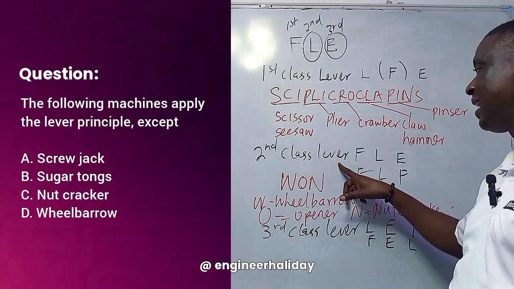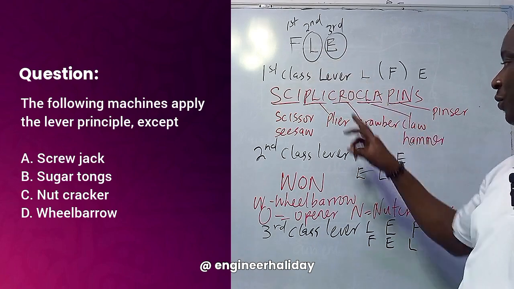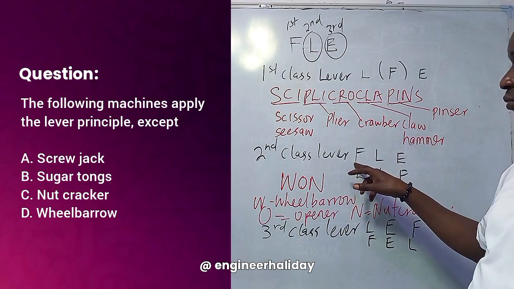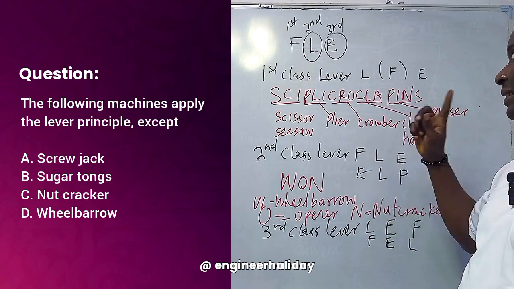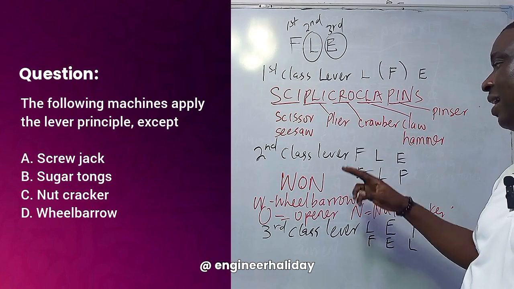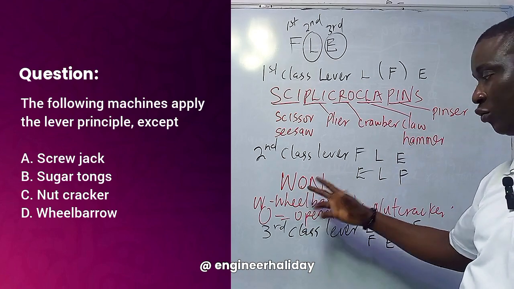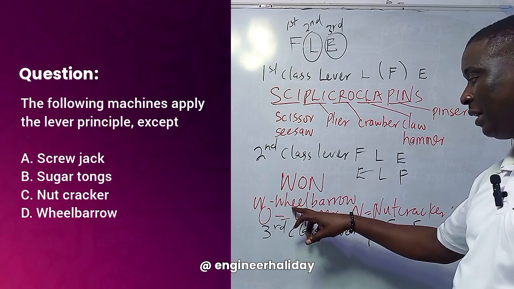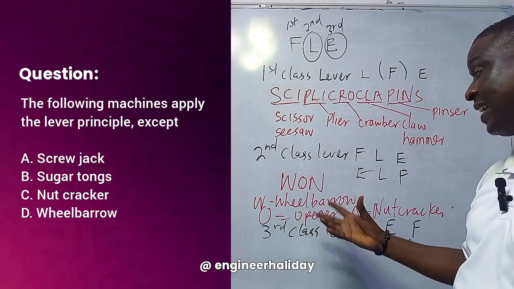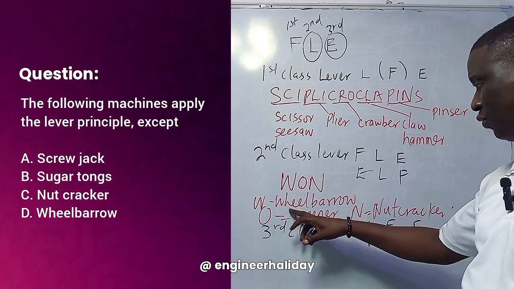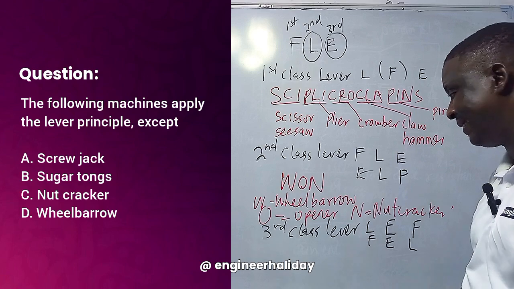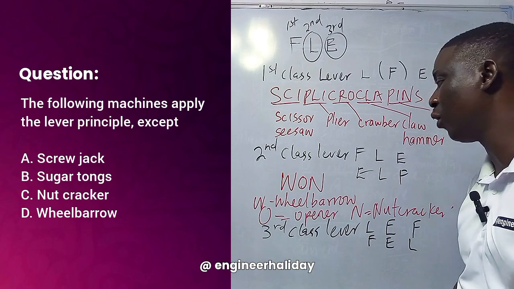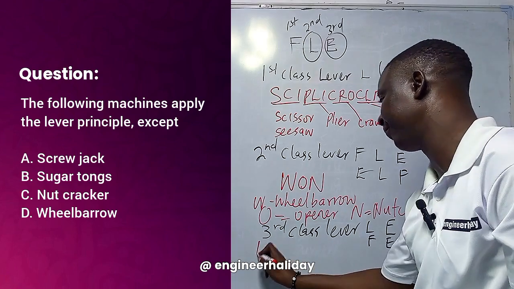Then second class lever is when load is between effort and fulcrum. In that case, you use WON, as in the past tense of win is won, to remember yourself. Then the last one is the example of third class.